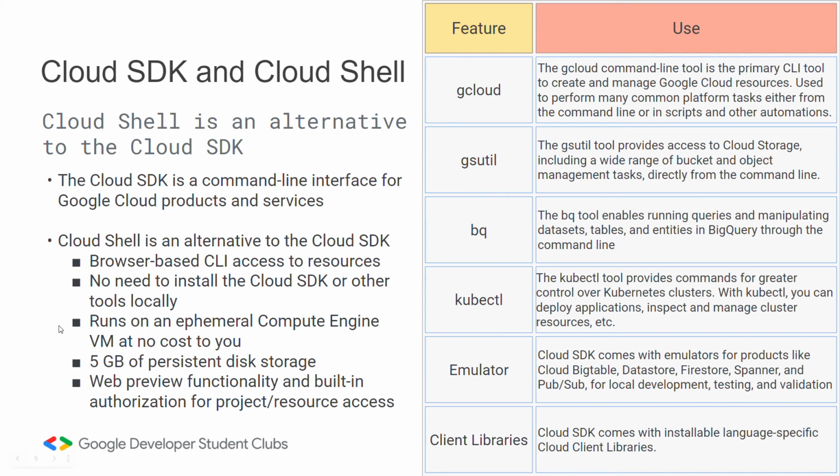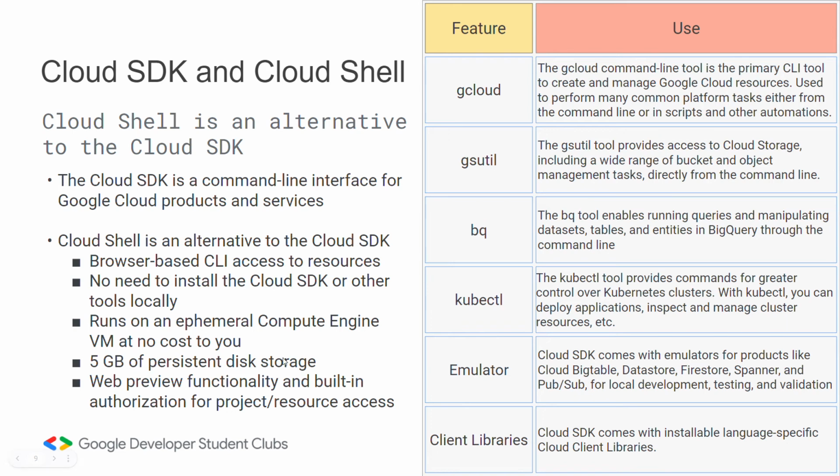Okay. Now let's look at Cloud SDK and Cloud Shell. So again, Cloud Shell is basically the web version of Cloud SDK. Okay, so Cloud SDK is a command line interface, and then Cloud Shell is an alternative to Cloud SDK. Again, that's basically browser-based CLI access to the resources. And Cloud Shell is allocated a virtual machine. So if you are using Cloud Shell, it is also allocated a virtual machine in the background. That's the background, we cannot look at it directly.